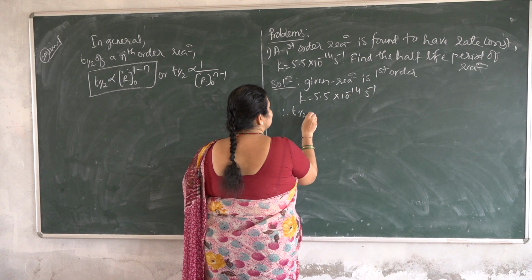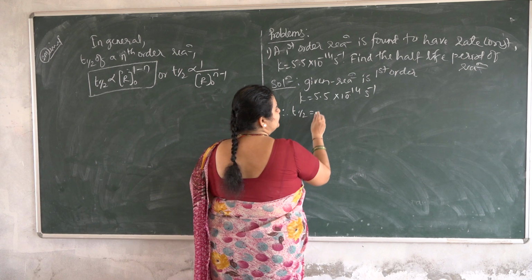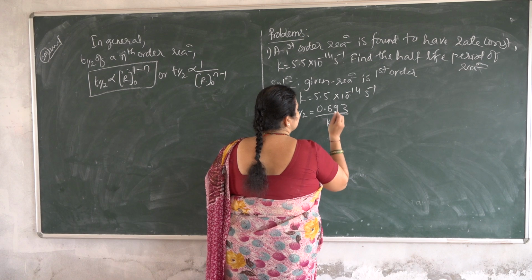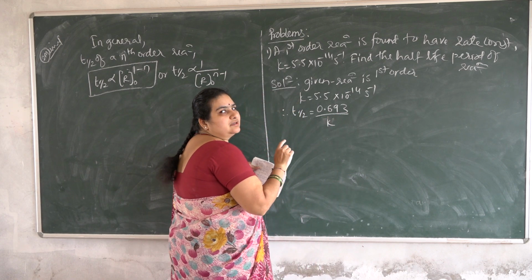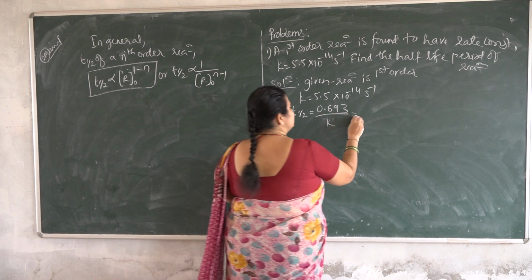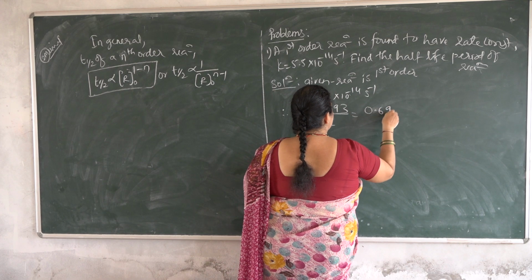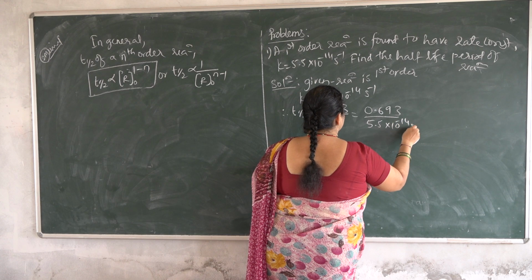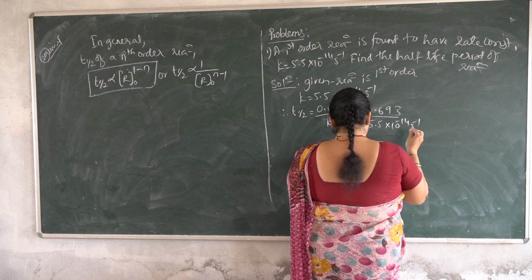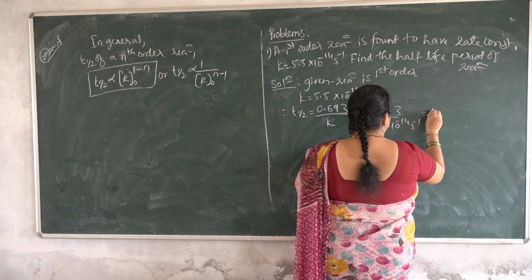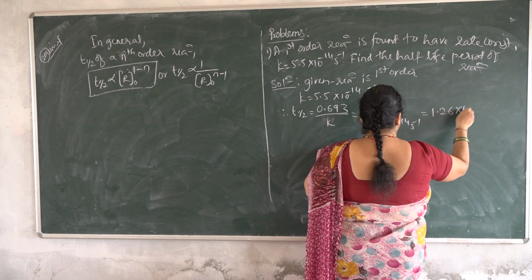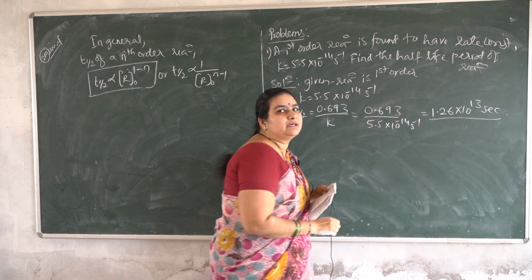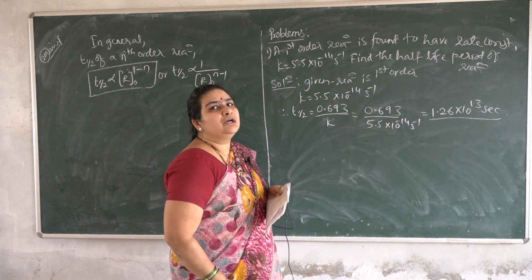Therefore, what is the relation between T half and K for the first order? T half is 0.693 divided by K. So 0.693 divided by 5.5 into 10 raised to minus 14 second raised to minus 1 will be equal to 1.26 into 10 raised to 13 seconds. So don't forget to put the unit.